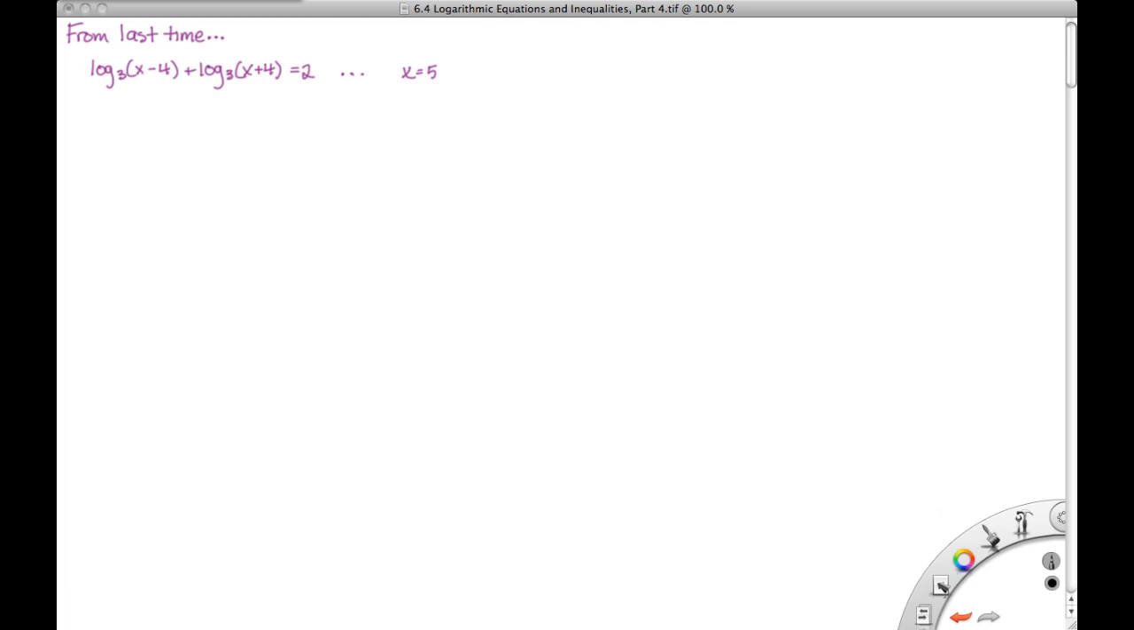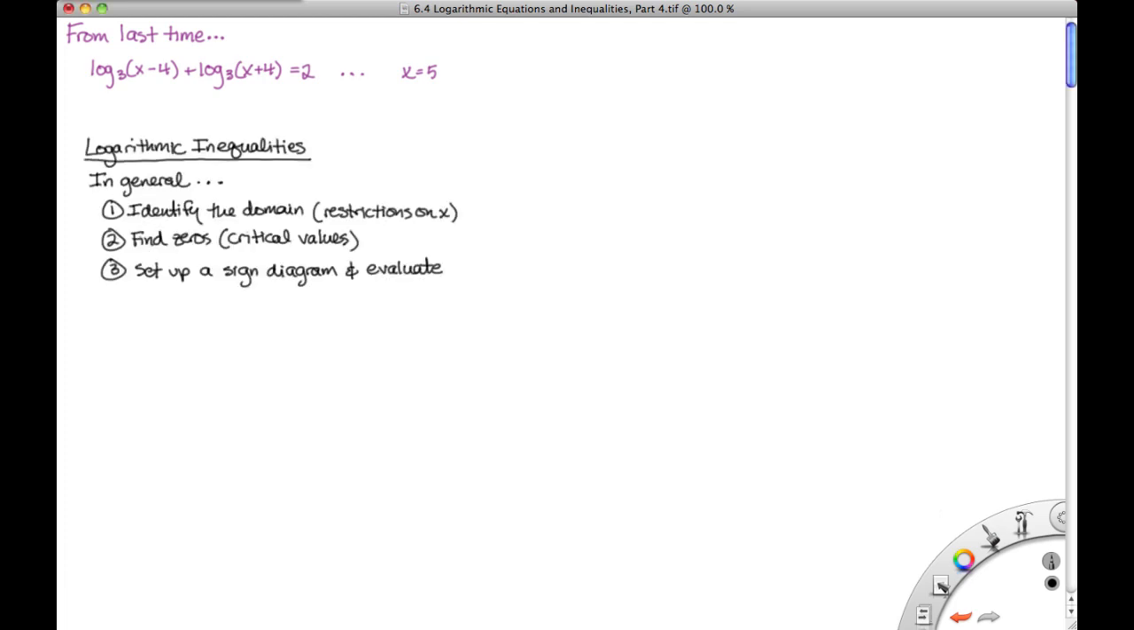So in general, if we had to lay out a process for solving logarithmic inequalities, this would probably be it. This will get us there most of the time. So the first thing we should do is identify the domain, meaning the restrictions that we place on x. This is going to give us a window to look into for our solution set and chop out some of the fat that we don't need to worry about.